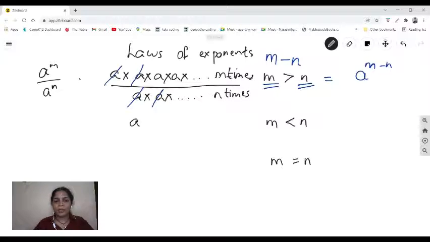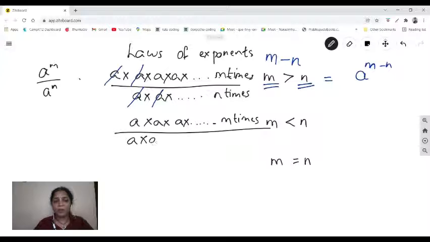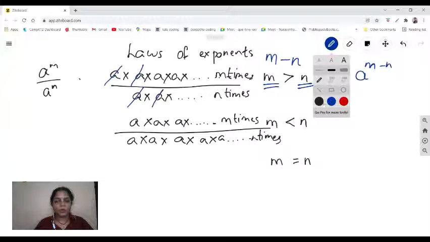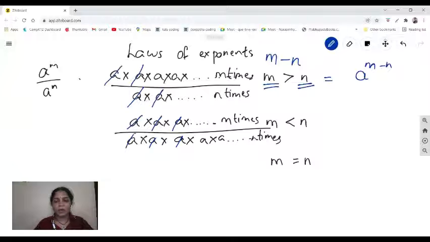Now when in the numerator, the number of times the a is there, m, is less, whereas in the bottom you have more than m times, it is there. What is happening? Then again we do the cancellation. But what is happening? Because m is less, on the top the number of a's are less, obviously we will have a's remaining only in the bottom.